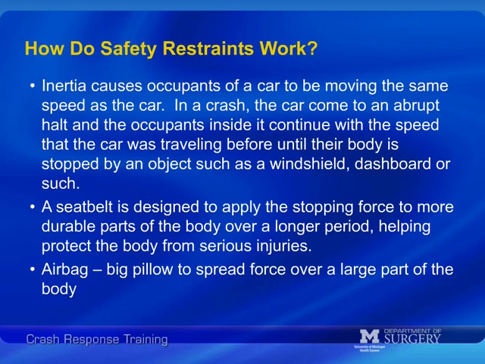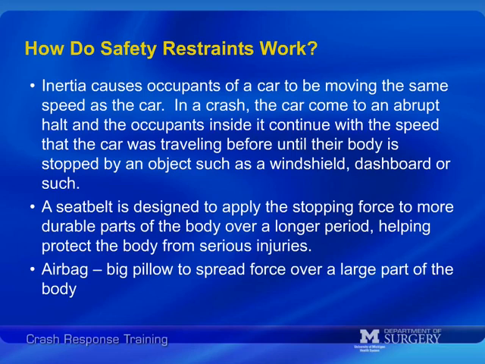Inertia causes occupants of a motor vehicle to be moving the same speed as the car. In a crash, particularly a frontal crash, the car comes to an abrupt halt and the occupants inside it continue with the speed that the car was traveling before until their body is stopped by an object such as a windshield, a dashboard, or such. We prefer them to be stopped by a seatbelt or an airbag.